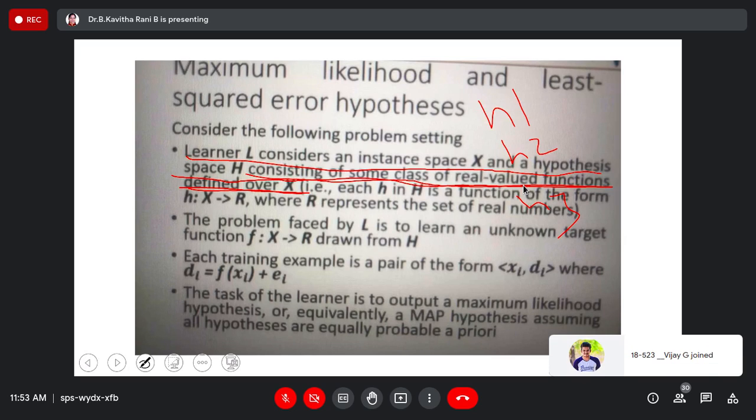So if all these conditions are given, it is possible for an algorithm to find the maximum posterior hypothesis.